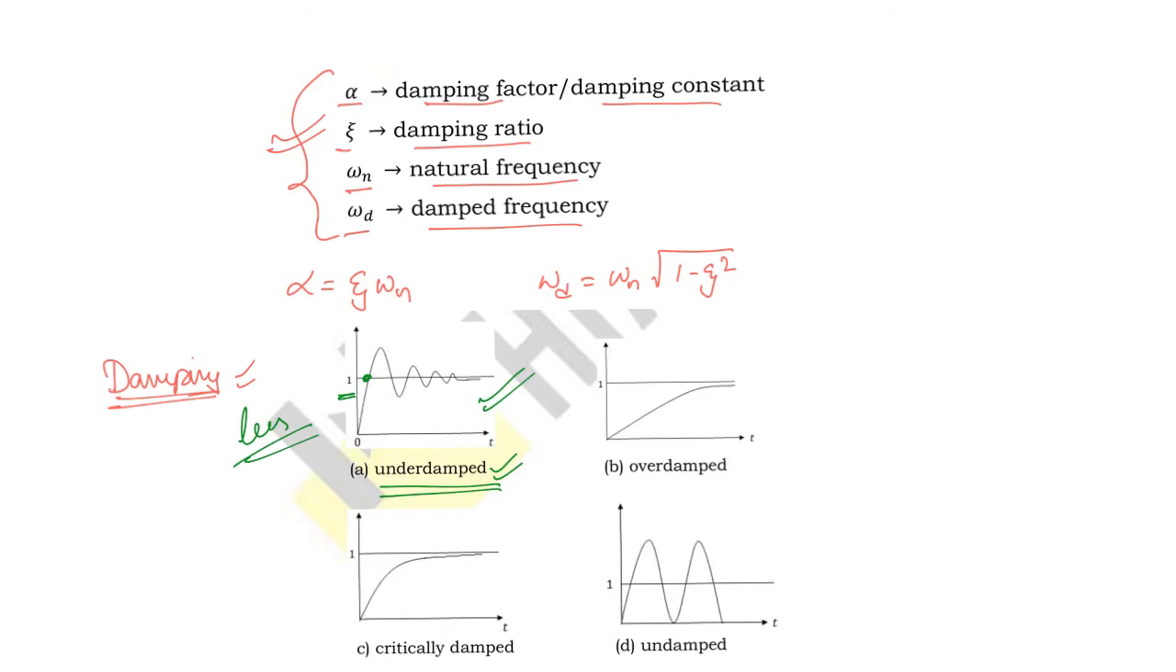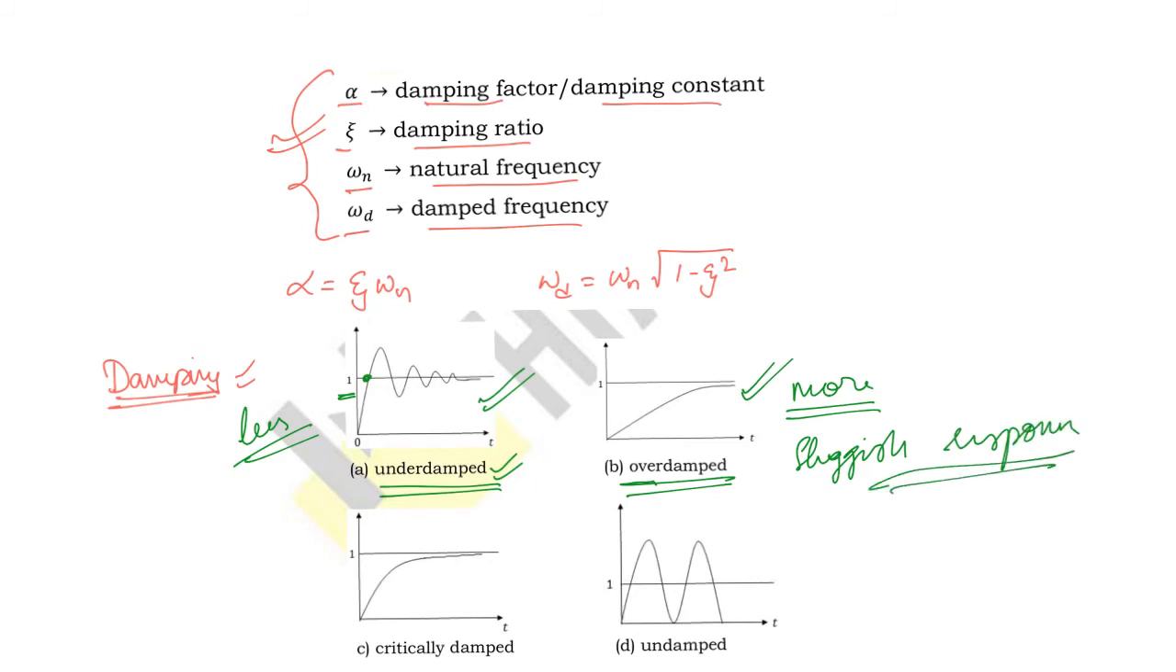Let us say now you have increased the damping. Now the damping is high enough. What will happen? The output will not have any oscillations. It will reach the steady state value after some time, but in an overdamped system, the time taken to reach the steady state value will be high. So we call this a sluggish response. It will take a long time for the output to reach the steady state value.